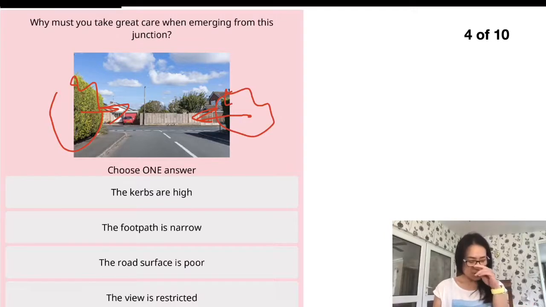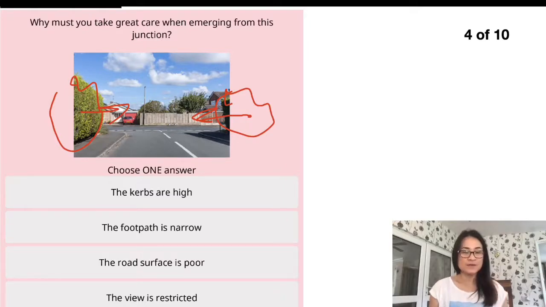Let's have a look at the choices. The curbs are high. You don't want to drive on the curb, so you need to be aware of that. It's not just particular for emerging out from this kind of junction. The footpath is narrow. You have to be aware at all times, not just for emerging out from the junction. The road surface is poor. This is something that you have to be aware of all the time. You have to be careful all the time.